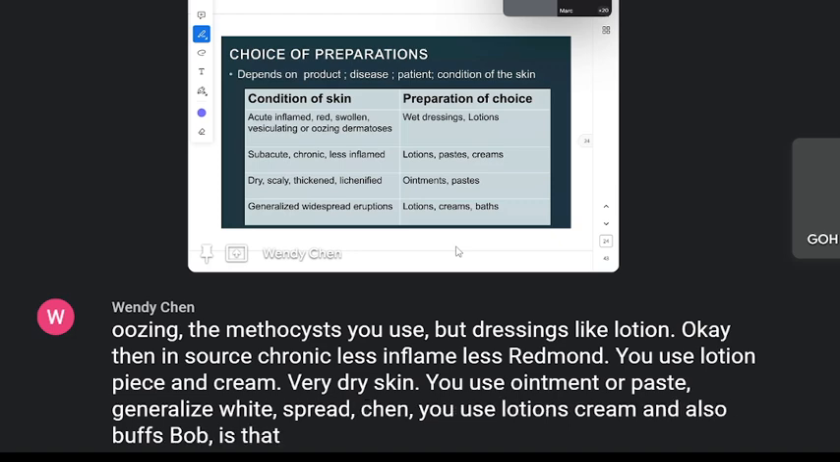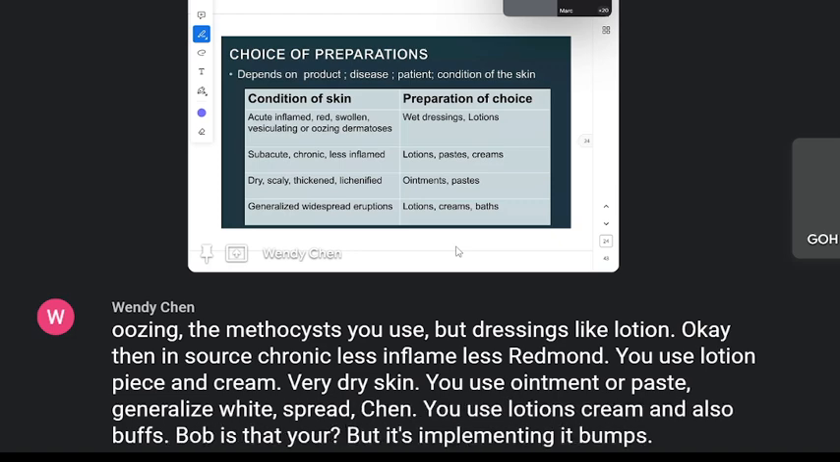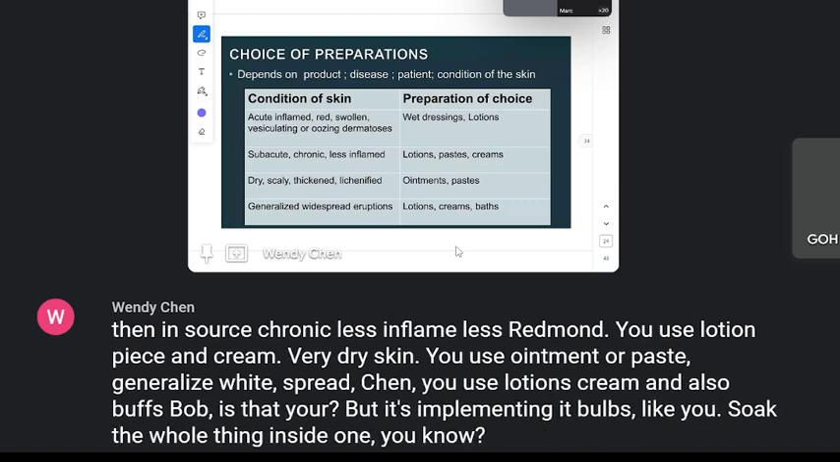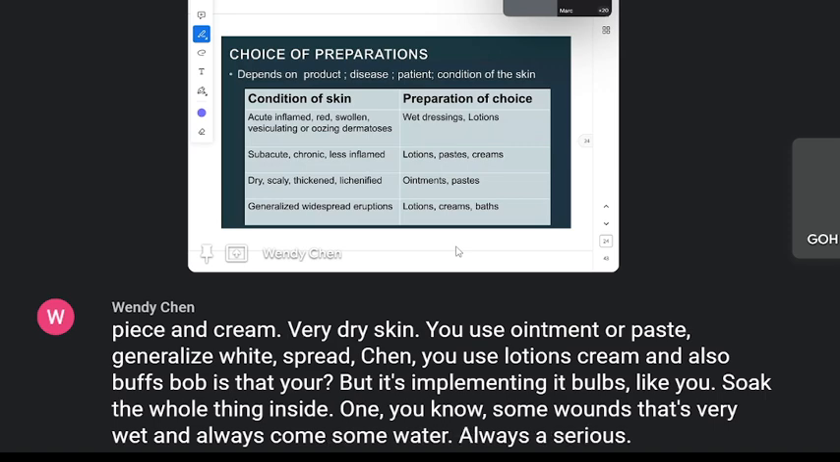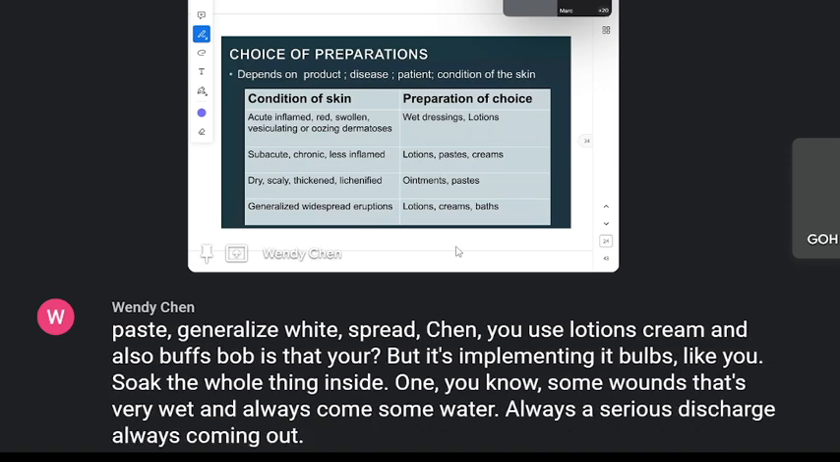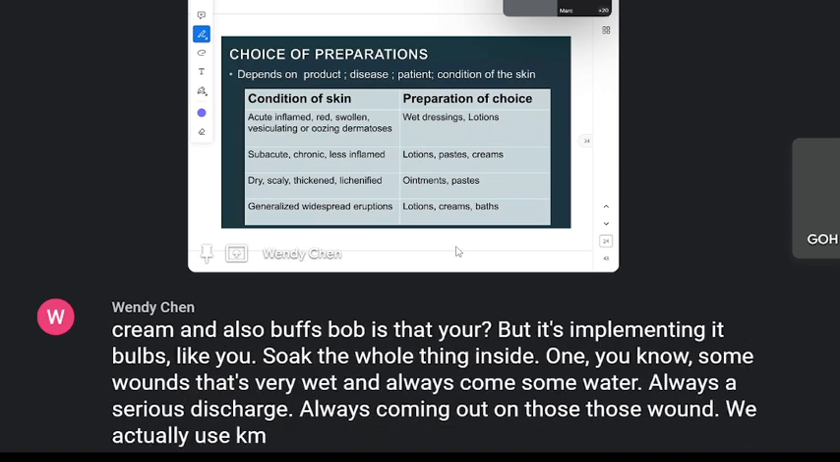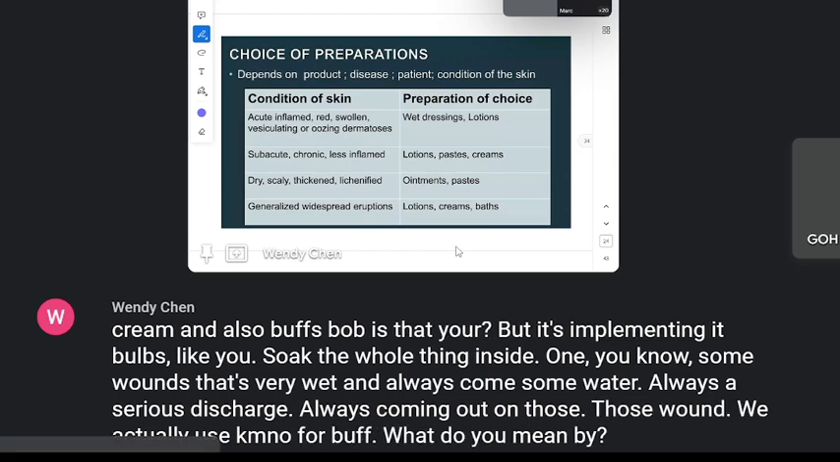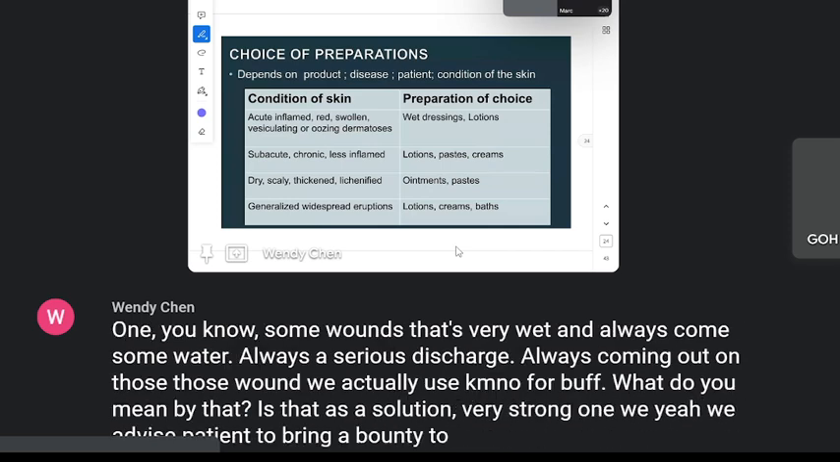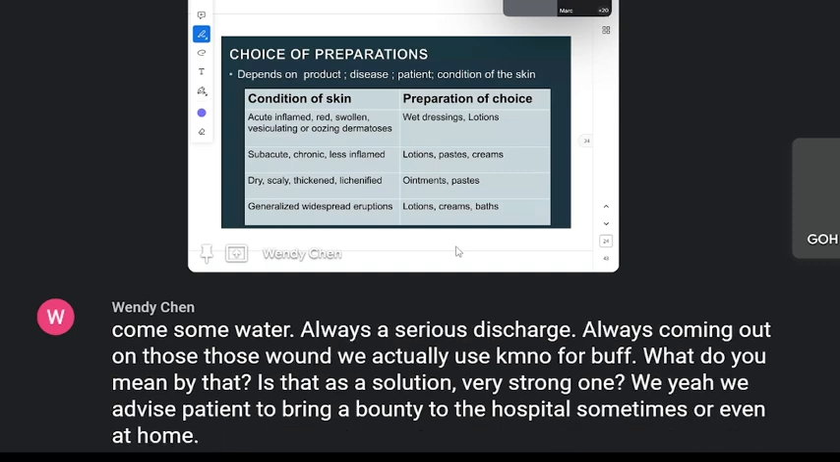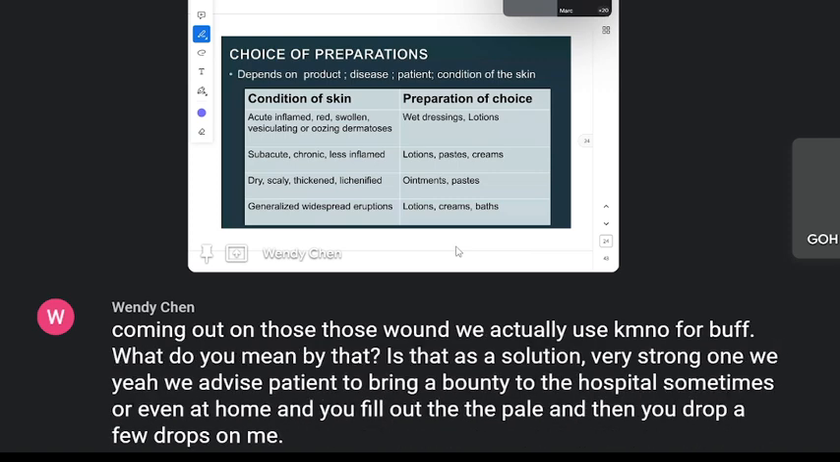Bath is like your potassium permanganate baths, where you soak the whole thing inside. You know, some wounds are very wet and always have water, a serous discharge always coming out. Those wounds we actually use KMnO4 for bath. What do we mean by that is that as a solution it is very strong. We advise the patient to bring a bowl or pail to the hospital sometimes, or even use one at home. Then you fill up the pail and then you drop only a few drops of the medication.